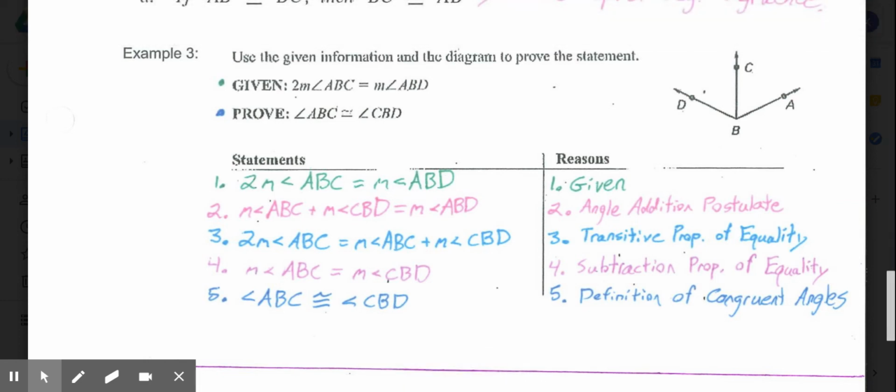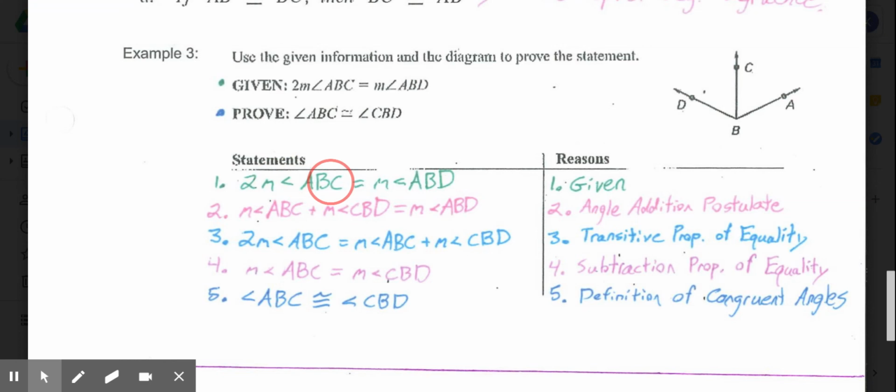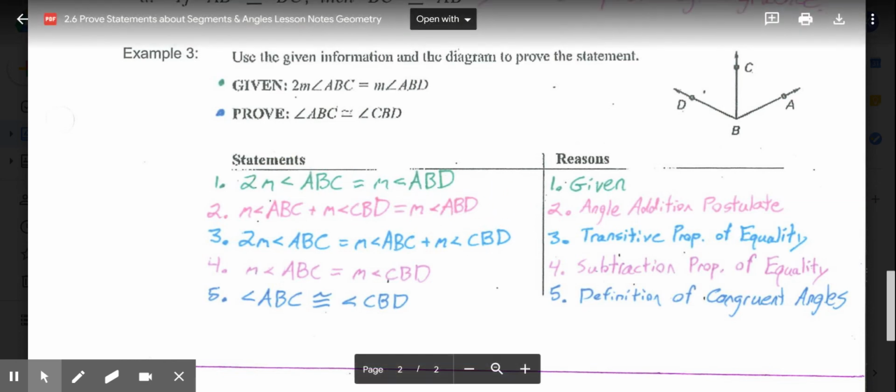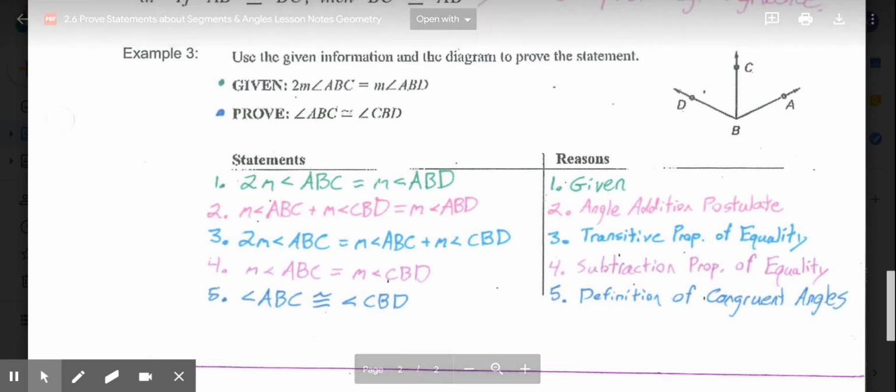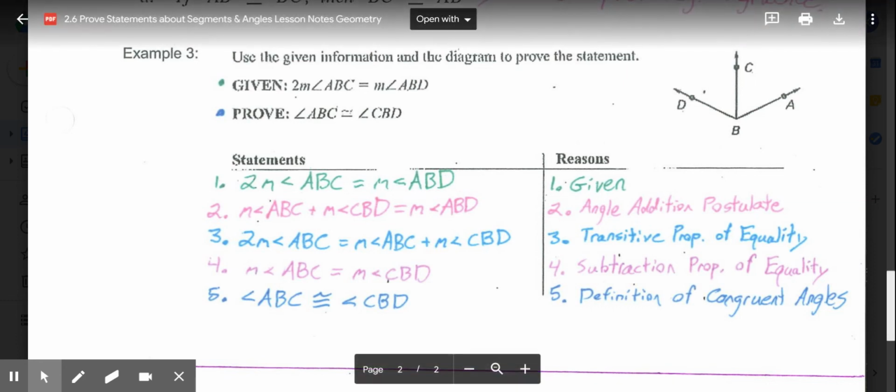Then I'm going to use the transitive property of equality. If the measure of ABD is equal to 2 times the measure of ABC, I can replace the measure of ABD with 2 times the measure of ABC. So step 3 would say 2 times the measure of angle ABC is equal to the measure of angle ABC plus the measure of angle CBD. And that's the transitive property of equality.